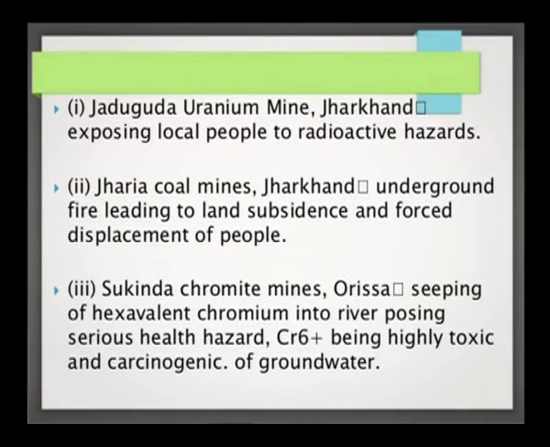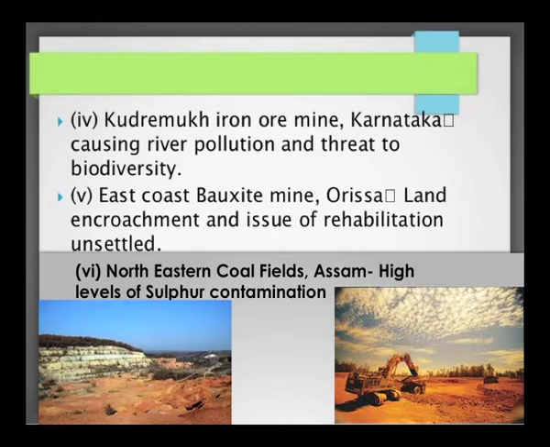The Sukhinda chromite mines in Orissa have been seeping hexavalent chromium into the river, posing serious health hazards. CR6 plus is highly toxic and very carcinogenic, and this affects the groundwater completely. Kudremukh iron ore mine in Karnataka has been causing river pollution and has been a threat to biodiversity for a very long time. East Coast bauxite mine in Orissa, again, land encroachment and the issue of rehabilitation unsettled. Northeastern coal fields at Assam, very high sulfur contamination. This again affects the land as well as the water.